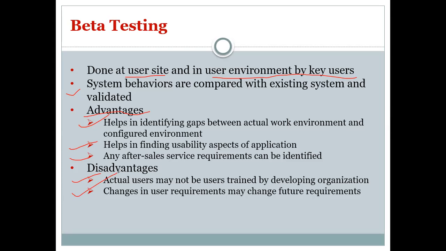Then, changes in user requirements may change future requirements. Here at this stage, suppose your user is changing the requirements, then it may change the future requirements as well. So according to those requirements, you have to go for changing the product itself. Okay, so these are the disadvantages. So this is nothing but beta testing. Next is gamma testing.